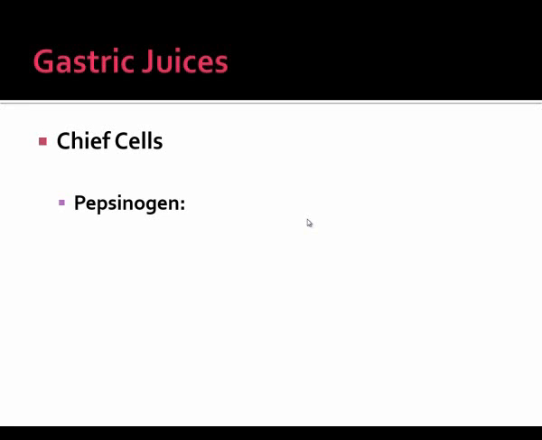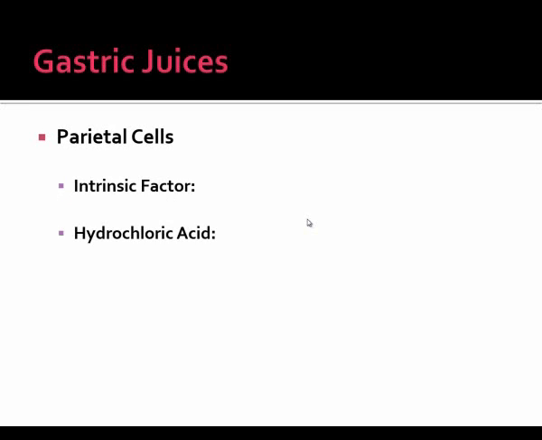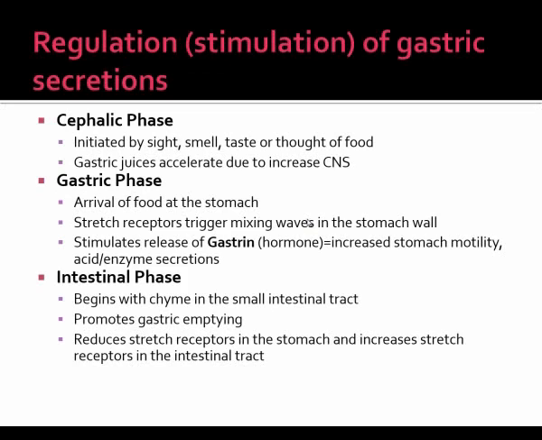Now, these are our gastric juices. When we talk about gastric juices, we're talking about pepsinogen, hydrochloric acid, intrinsic factor, even mucus as well. So how do we regulate that? I'm going to talk about how we stimulate gastric secretions, instead of inhibiting it. I'm more interested in that here. Obviously, inhibiting would be the opposite of all of this, but there are 3 different phases that stimulate gastric secretion.